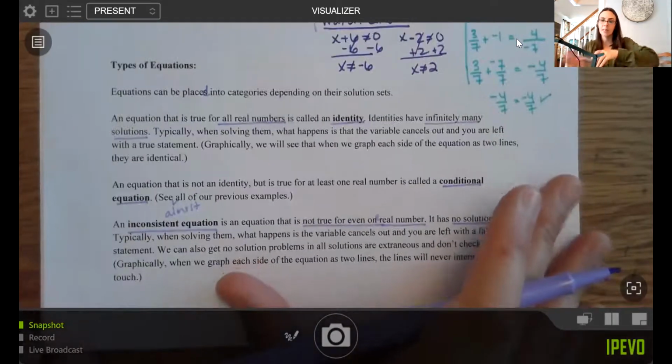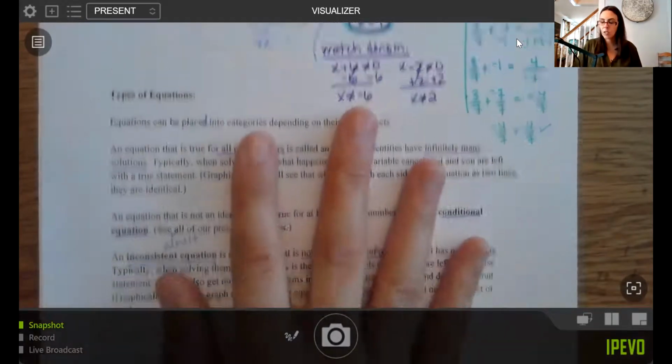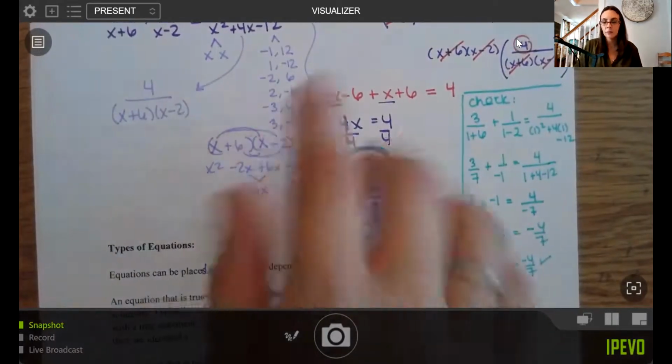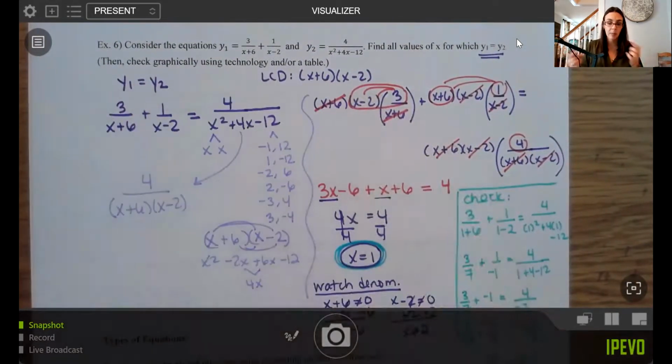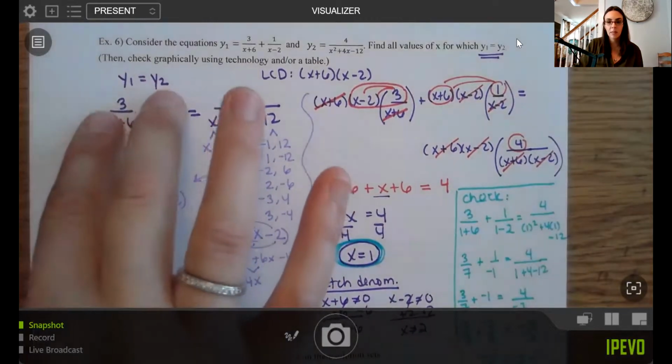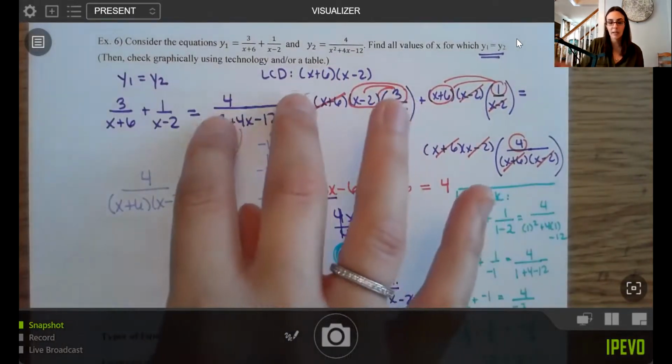So let me bring up Desmos for a second here. And I want to just go back to this example because I did note we should check this graphically using technology and or a table. And I want to show you what happens when we graph the left side of the equation and the right side of the equation. So I'm going to graph this as one equation in Desmos and this as the other equation in Desmos.